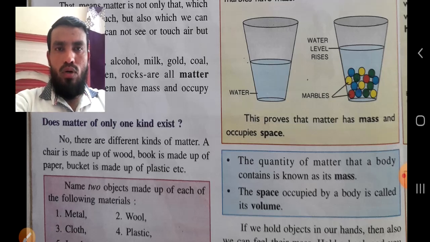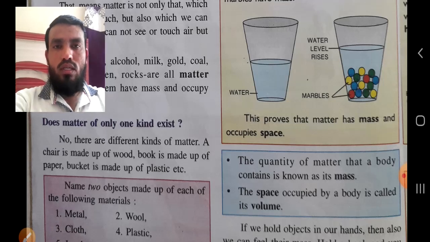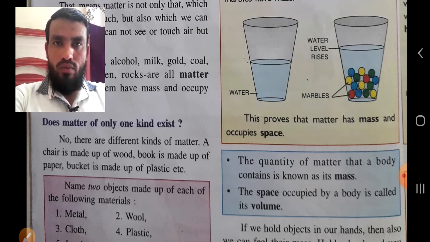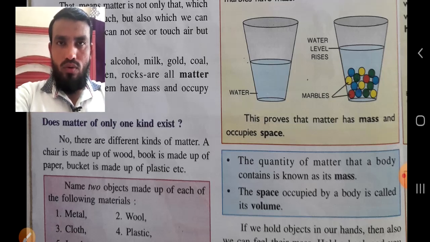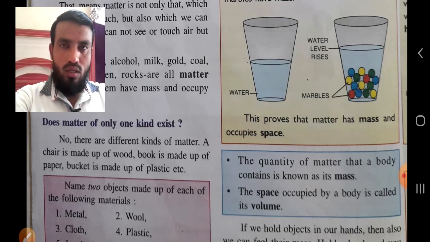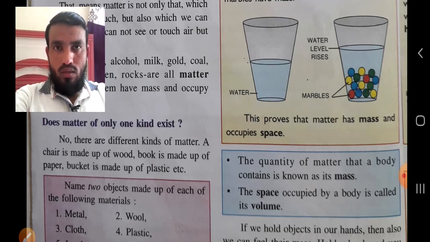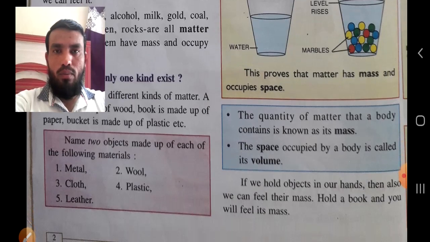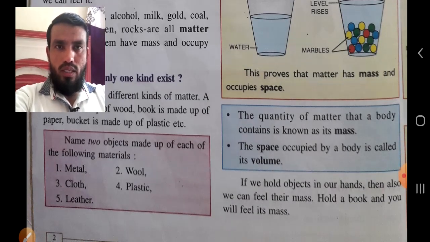A chair is made up of wood, a book is made up of paper, a bucket is made up of plastic, etc. Whatever things we are using in our day to day life are made by different kinds of matter. Hence it is proof that there is not only one kind of matter, there are several kinds of matter, because so many things we use from morning to evening are all made of different kinds of matter. The raw materials are different: the material used for making the chair, for making our books or pen. That is why we can divide matter into different kinds, and there are several kinds of matter we can see in our day to day life.